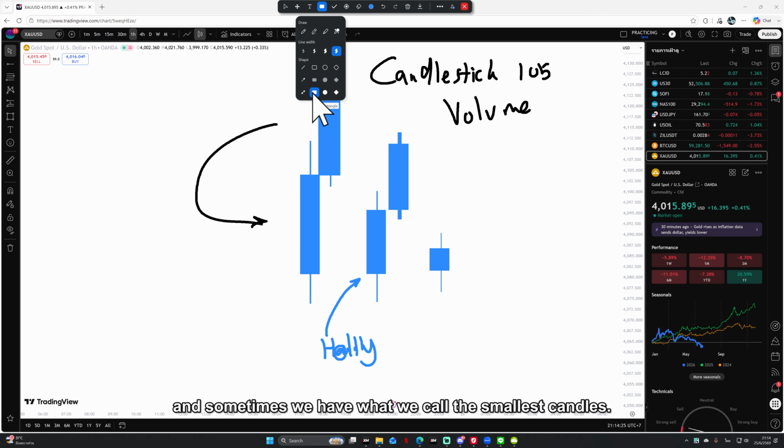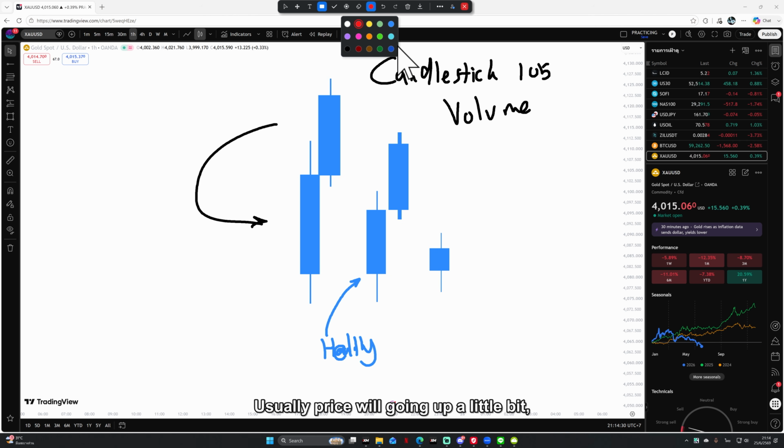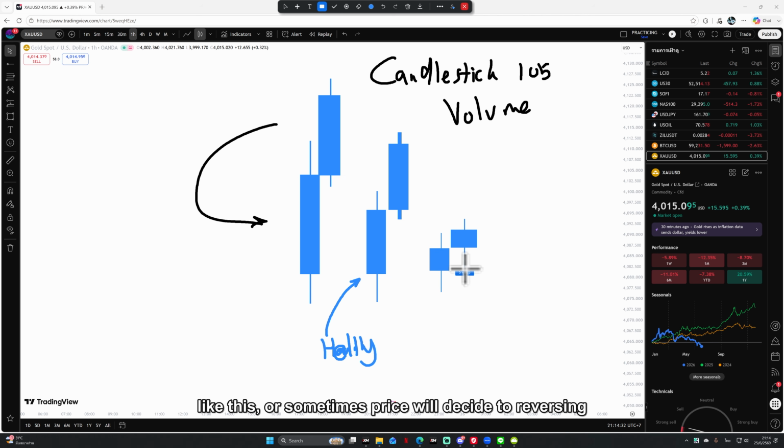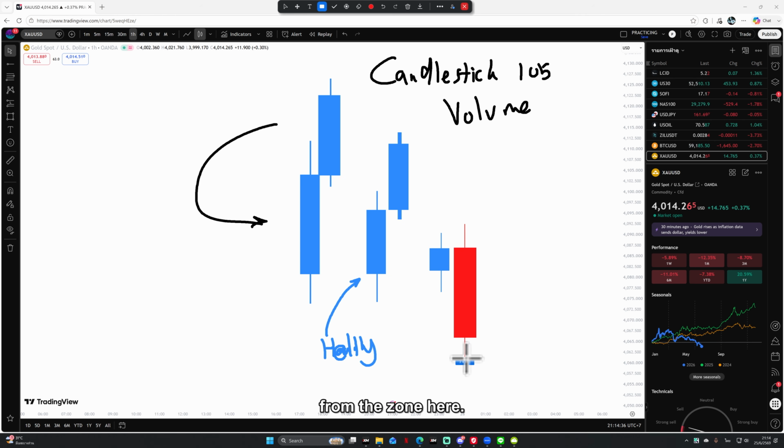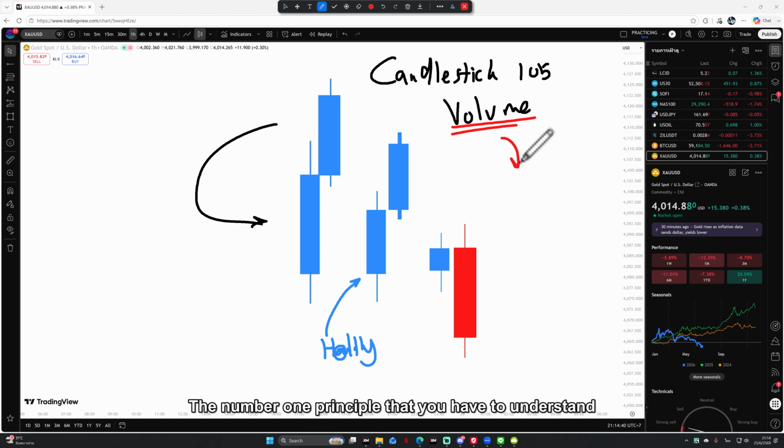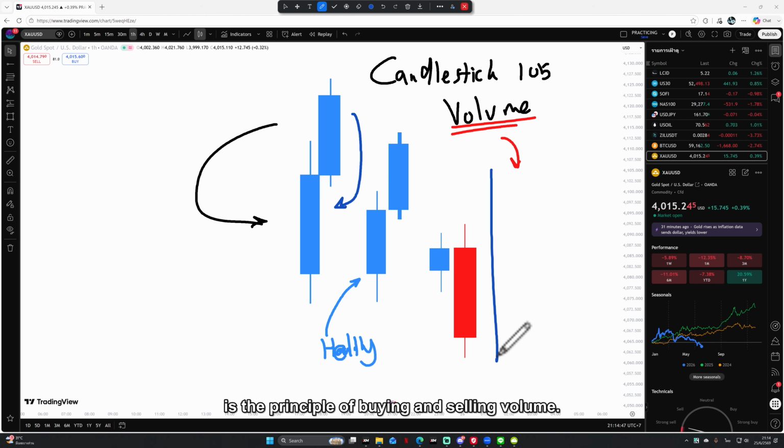And sometimes we have what we call the smallest candles. Usually price will go up a little bit like this, or sometimes price will decide to reverse from the zone here. This is volume. The number one principle that you have to understand to be able to identify that price will go up or down is the principle of buying and selling volume.